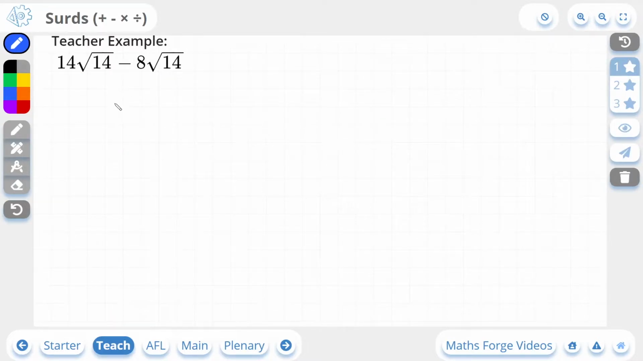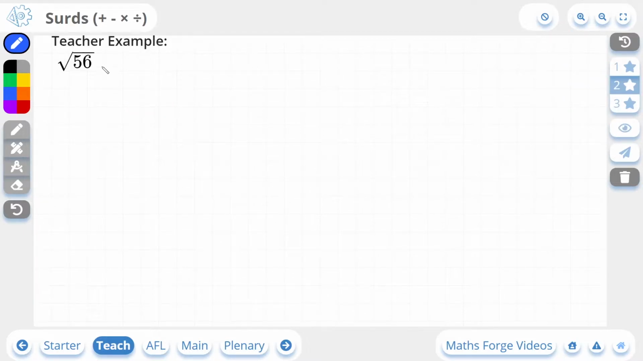We'll do another one-star example with subtraction. You can see here that we have the same root 14 and root 14, and we're subtracting them from each other. So I have 14 lots of them here and 8 lots of them here. And of course, 14 minus 8 lots of root 14 will leave us with a root 14, but how many of them? It's going to leave us with 6 lots of root 14, because of course 14 minus 8 is 6. And if we check our answer, there it is.